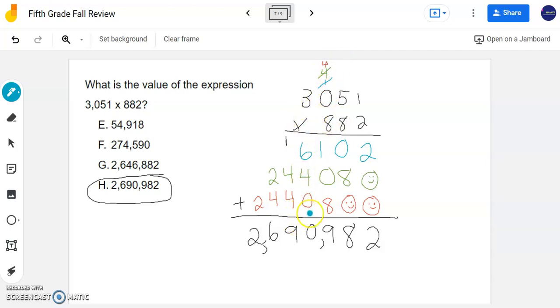Now notice how I wrote this out. My digits in my ones place are lined up. My tens, my hundreds, and so on. Nice, neat, and organized is key to success. Then it makes adding very easy.